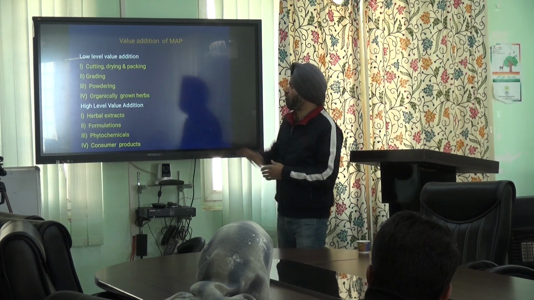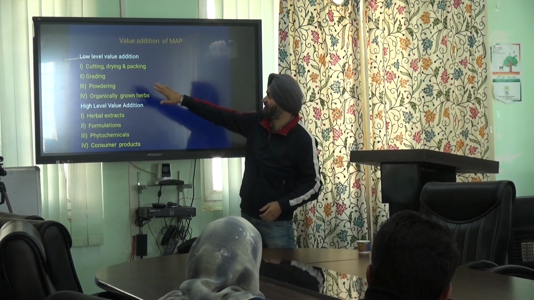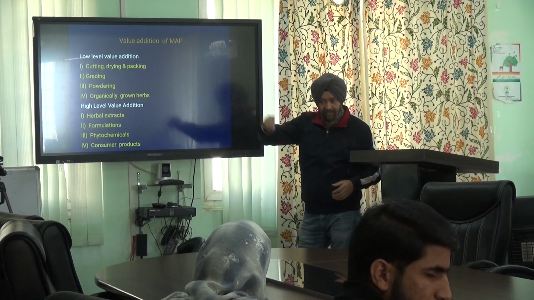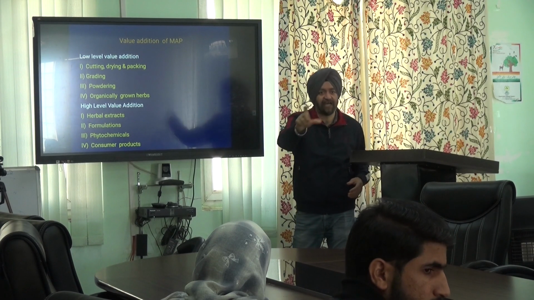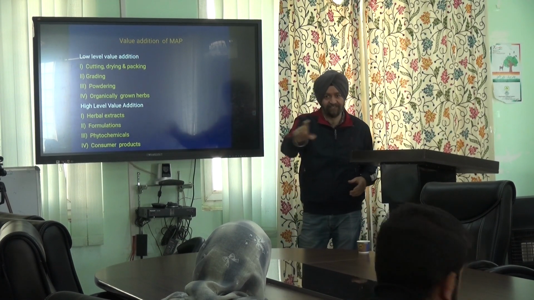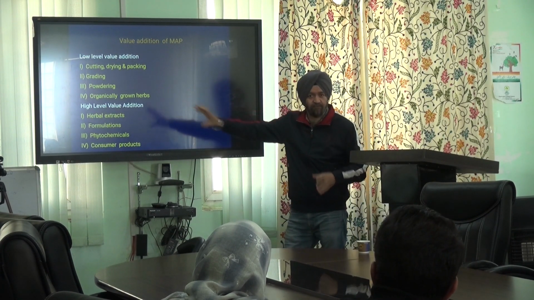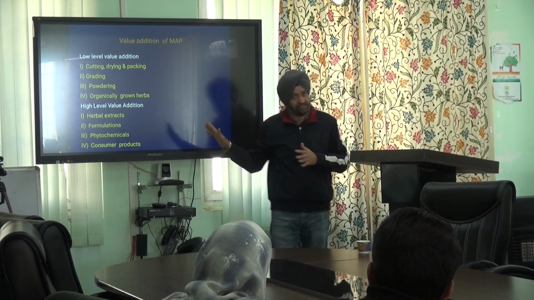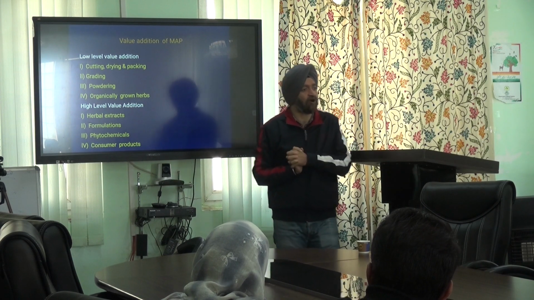Then there is low level value addition, where you are cutting, drying and packing, or grading. Different grades will be there, for example by the size of the root, and this is the grading. Then powdering, if you are doing the powdering, and organically grown herbs. Growing the herbs organically is also value addition.